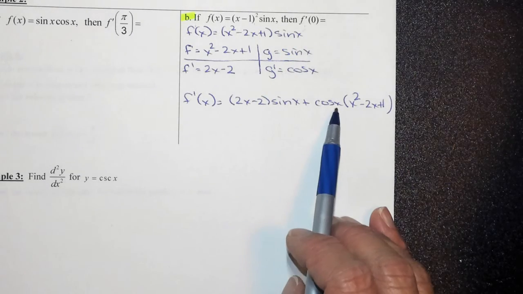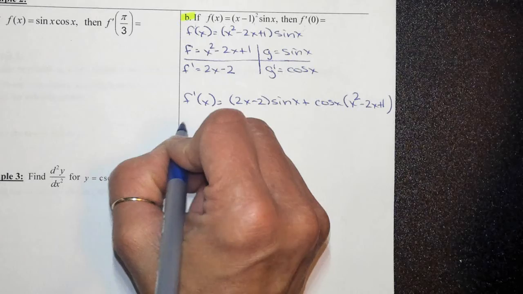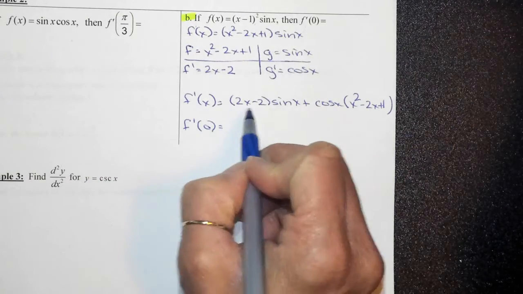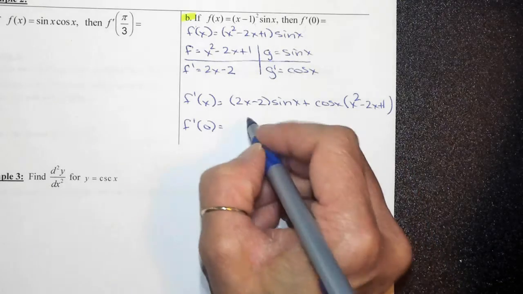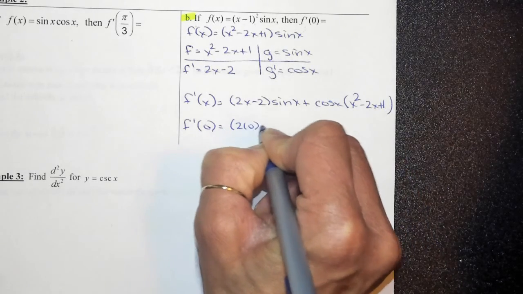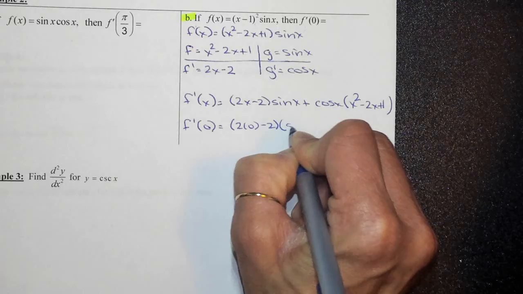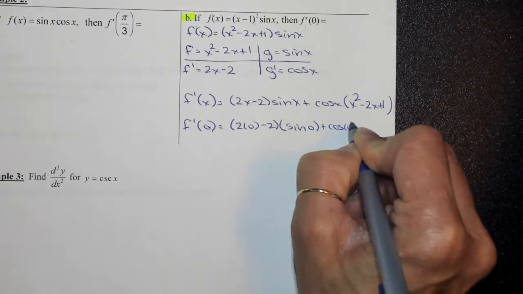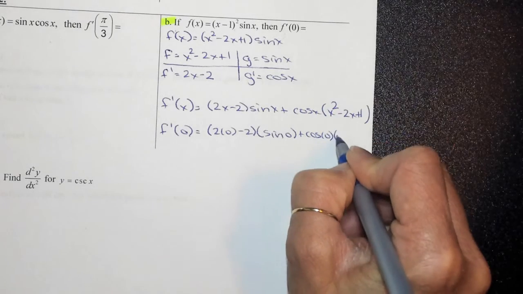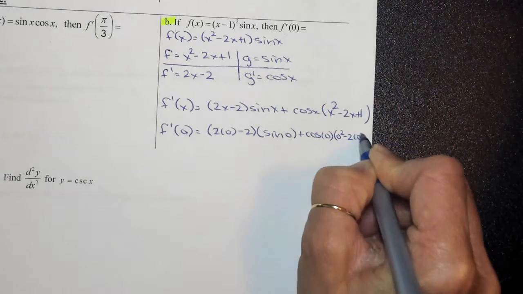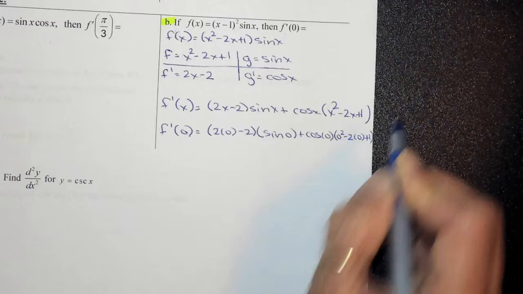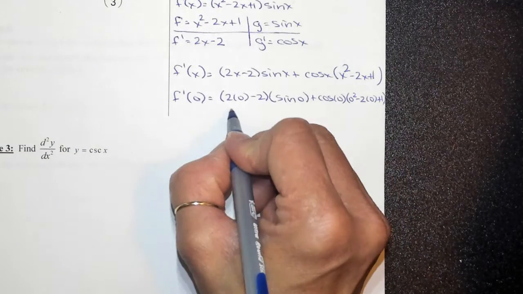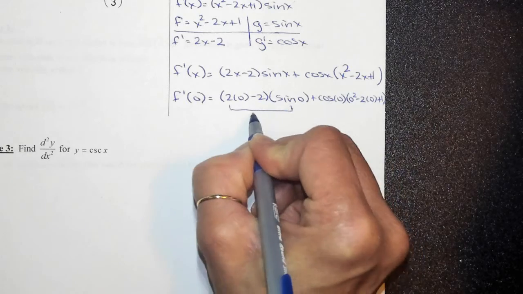So now that I have the derivative and I'm pretty confident in my derivative, I'm going to evaluate this derivative at 0, meaning I'm going to plug in 0 wherever I see an x. So here we have 2 times 0 minus 2 times the sine of 0 plus the cosine of 0. Have to be careful. 0 squared minus 2 times 0 plus 1. Okay. So the sine of 0, if you go back to the unit circle, is 0. So that means this whole product right here is 0.